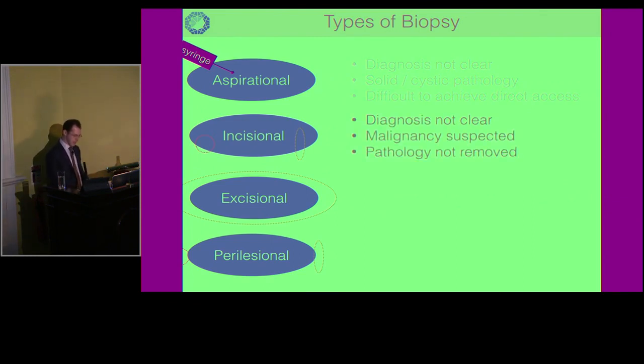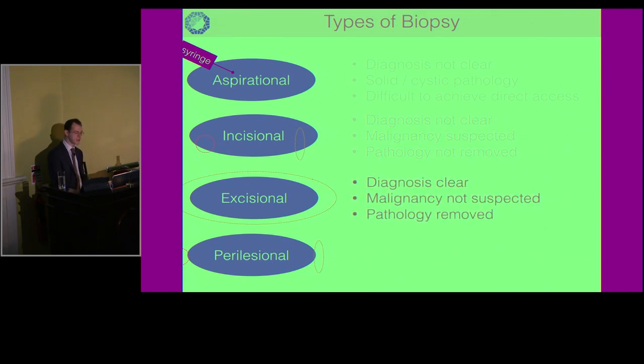An incisional biopsy, there we've got direct access, we're not sure of the diagnosis, and malignancy may be suspected. So if malignancy is suspected, it's always going to be an incisional biopsy. And in this procedure, the pathology is not removed. So we're leaving behind the pathology, we're just taking a small sample of it to actually gain the diagnosis. An excisional biopsy should be considered if the diagnosis is clinically clear.